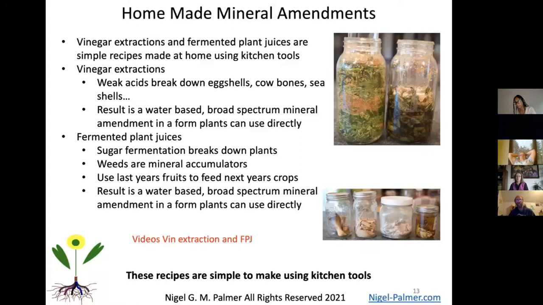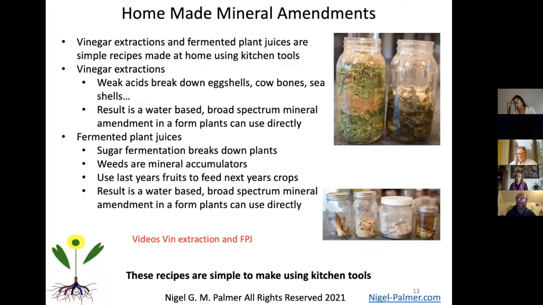The result of all of these fermentations and extractions is a water-based product that has those minerals in the forms the plants use. Remember, we were talking about trying to figure out how to get cobalt. Well, guess what? What if we take a plant and ferment it, and all of a sudden we recognize that that plant has the cobalt we need in it to feed the plant directly?